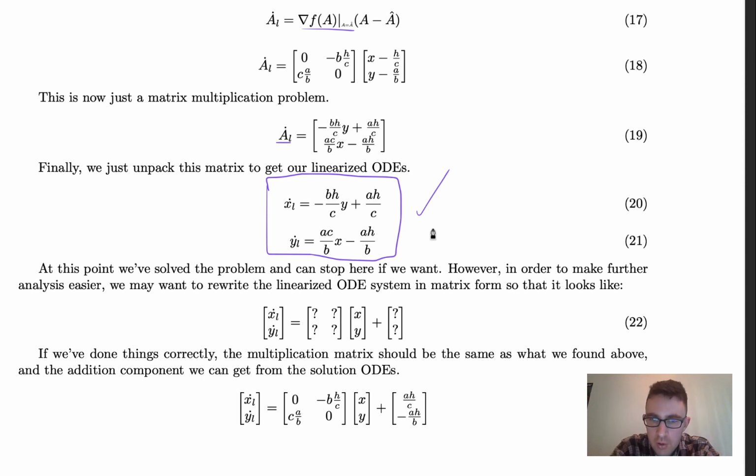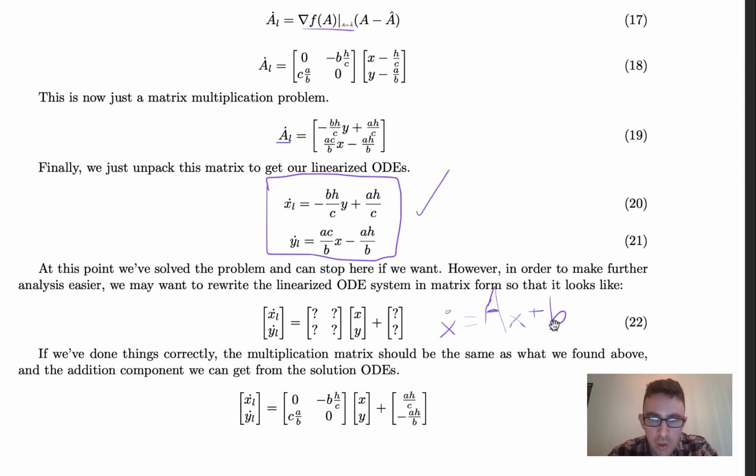But I'll show you one more thing. If you want to get it back in this format, a lot of times you see linear equations written in this kind of matrix format, X dot equals, sorry, horrible handwriting, but yeah, a lot of times you will see linear systems of equations written in this format where you have X dot equals A, which is some matrix, X plus B, which is a column matrix.